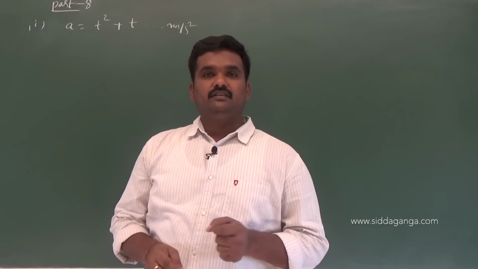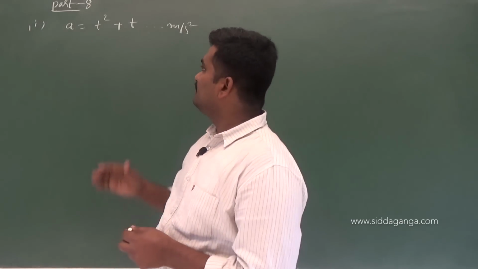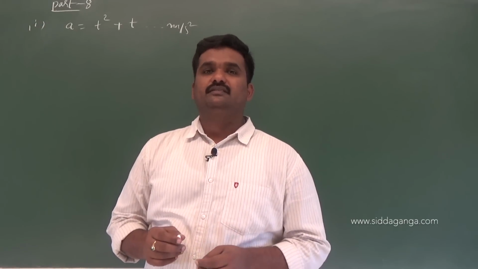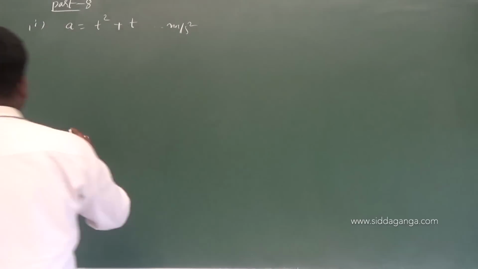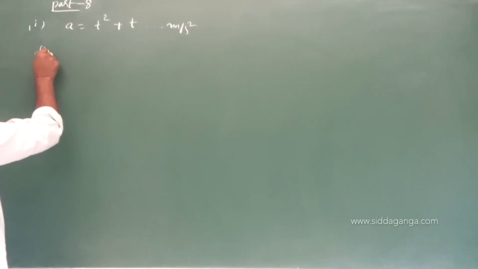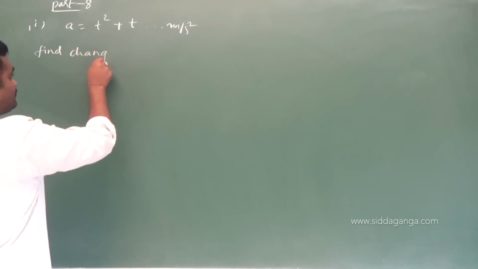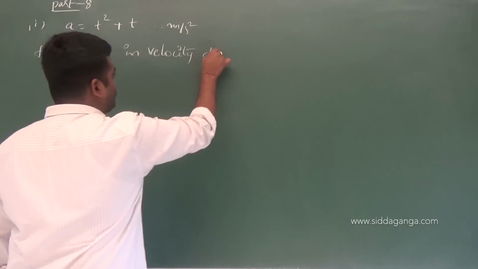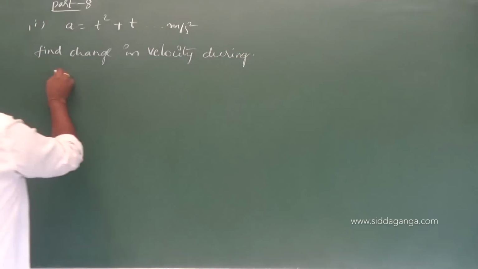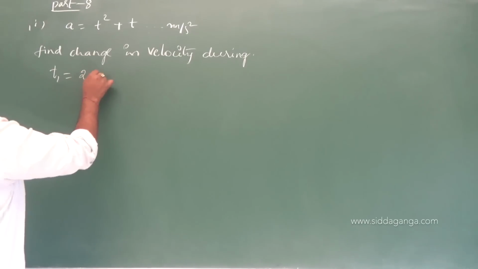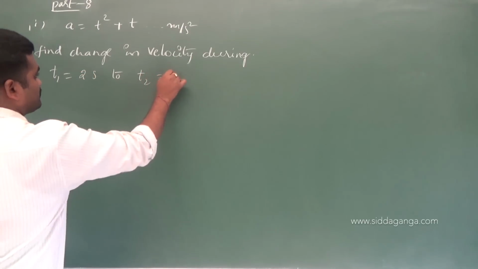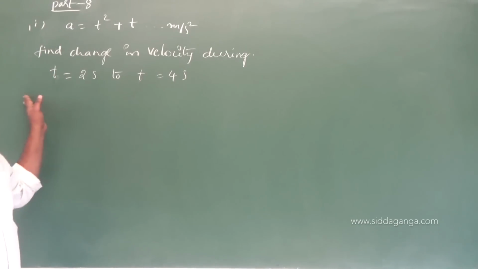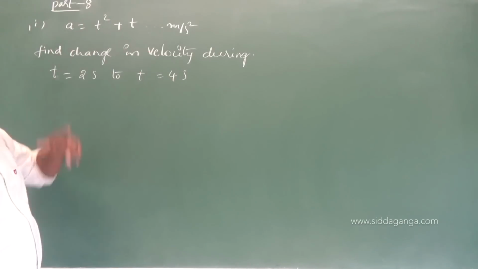What is the change in velocity during an interval of time, say 2 seconds to 4 seconds? How to solve for it, we will see now. Find the change in velocity during an interval of time from t1 equals 2 seconds to t2 equals 4 seconds. During this time interval, what will be the change in velocity of the body they are asking.